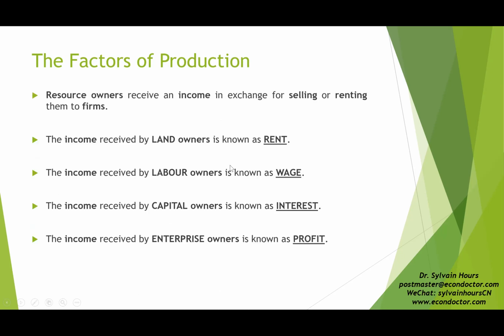So then you can simply talk about the rewards that go to the owners of the resources, because we know how this works. If you own a resource, then you can sell it to firms, because the firms need resources to produce. And in exchange, you receive an income, and the income that goes to the owners of each factor of production, we give it a name. And it's just a name. So for land, we call that rent, for labor, wage, for capital, interest, and for enterprise, profit.